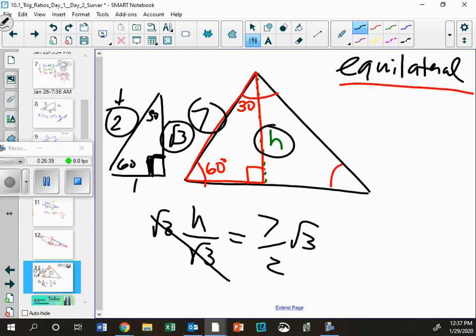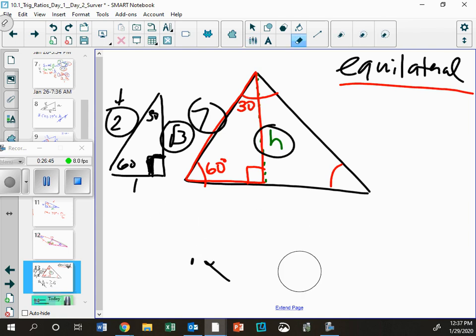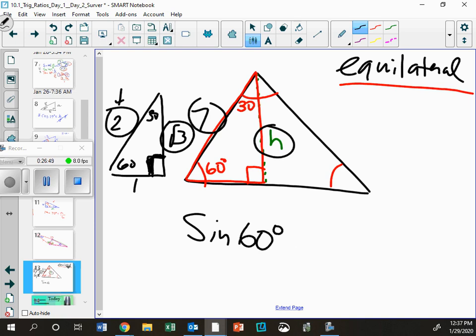Raise your hand if you got 7 root 3 over 2. Okay, awesome. Is there another way? Sure. I could have said sine of 60 is equal to H over 7. Yeah, but you can't just leave sine of 60 in your problem. Why? Because you know what the sine of 60 is.